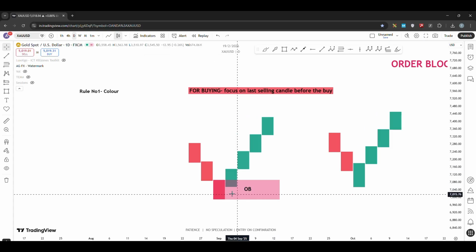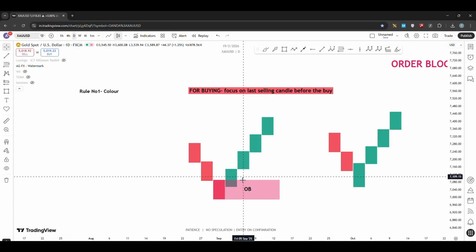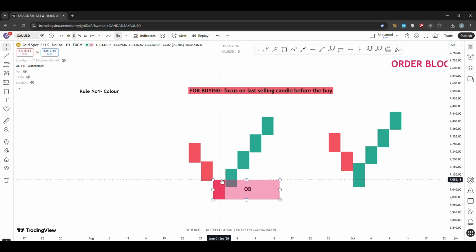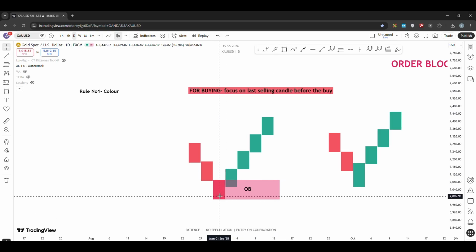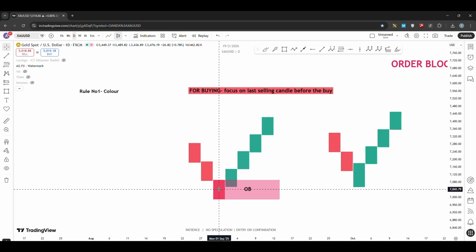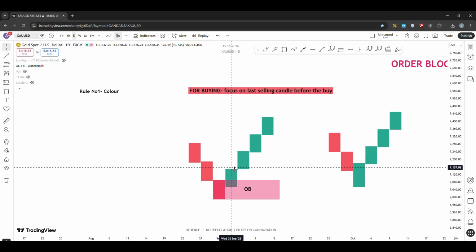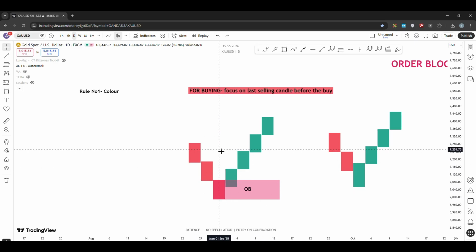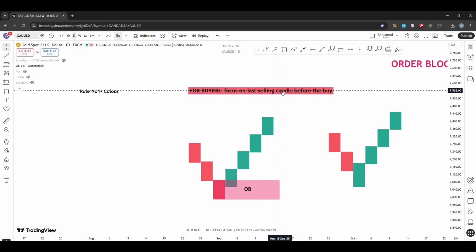It's very clear that just after this candle, the market started to push higher, and this was the last selling candle, right? A selling candle does not mean that it has to be a red candle. A selling candle means the candle which gave the most selling before pushing higher, before reversing. That is the last selling candle.